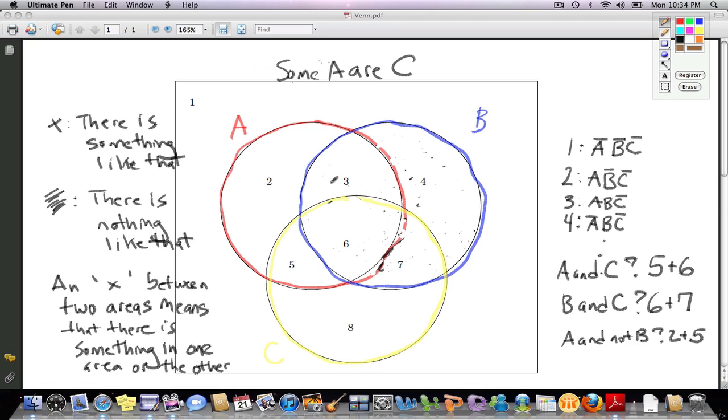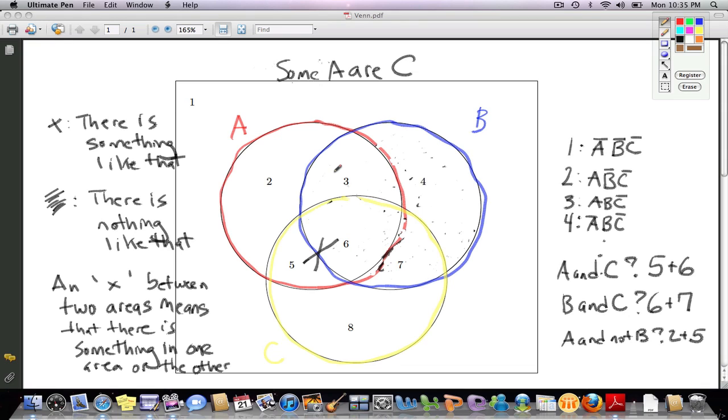Whenever it's a some claim, either an O or an I claim, we're going to make a mark. For an all or a no claim, we will always shade out. Some A are C: we make a mark through all areas that are both A and C, and so it looks like that. If we wanted to say some A are not C, then we would make a mark in the A's that are not C, and that's areas 2 and 3. So we'd make a mark between these two areas.